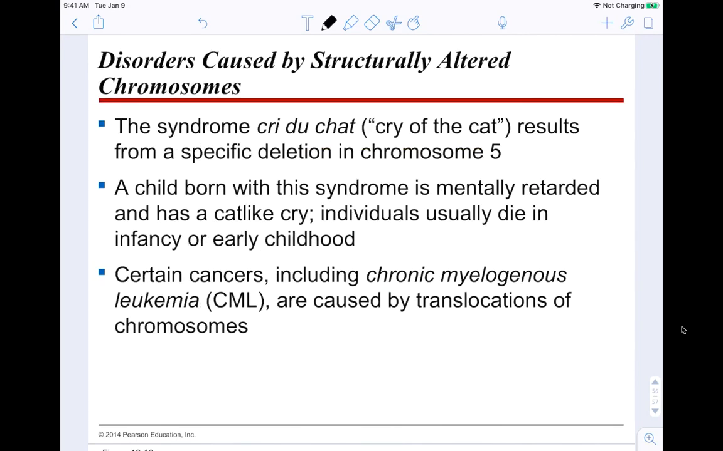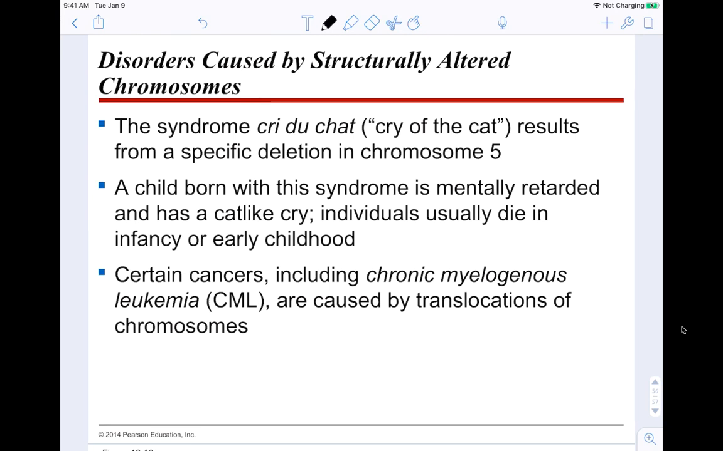So then disorders that are caused by structurally altered chromosomes, like we were talking about, the deletions, inversions, and all of that. There's a syndrome called cri du chat, or cry of the cat, which results from a specific deletion in chromosome number 5. A child born with this syndrome is mentally retarded and has a cat-like cry. And individuals die in infancy or very early childhood. So obviously it ends up being this lethal deletion early on in life.